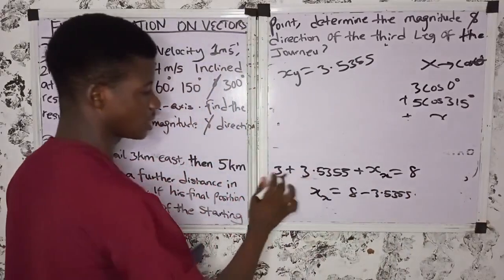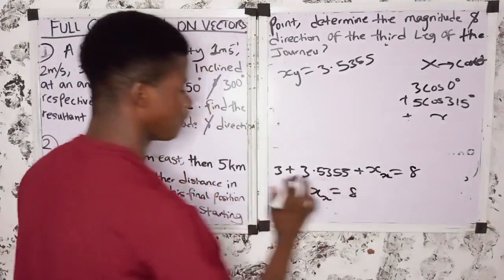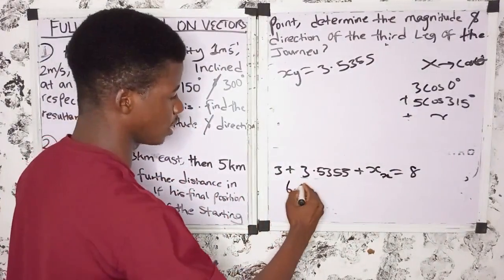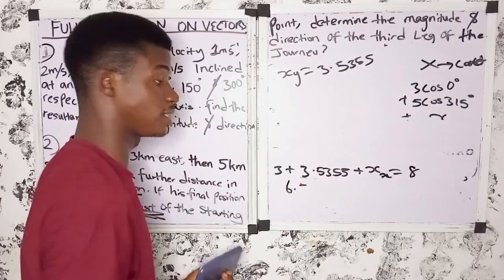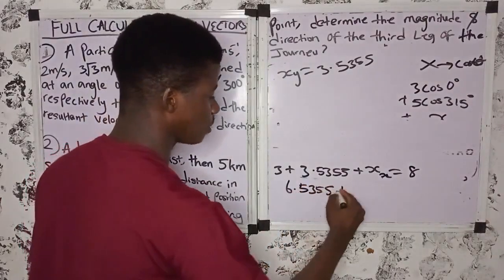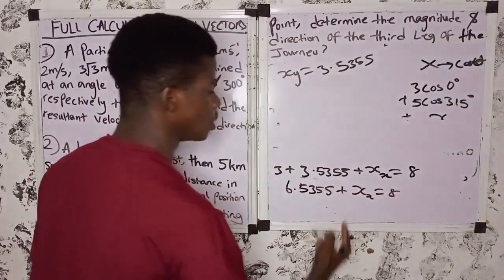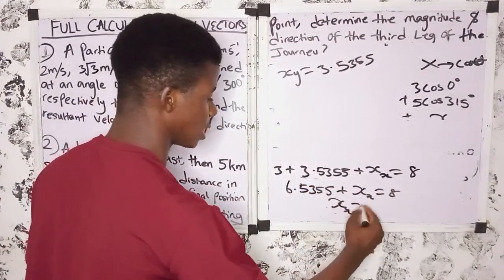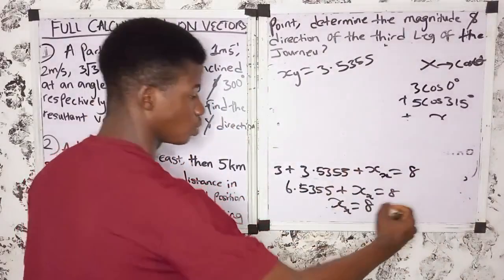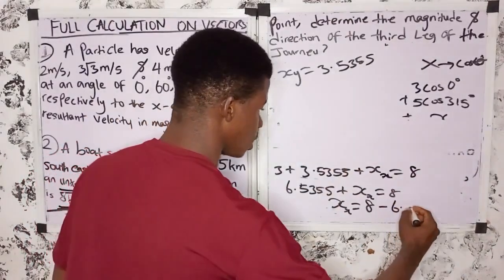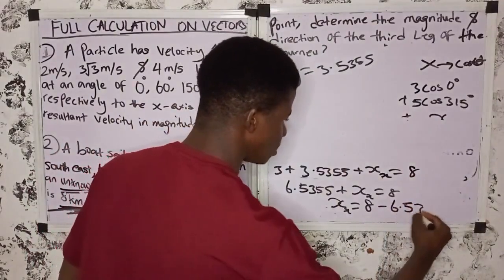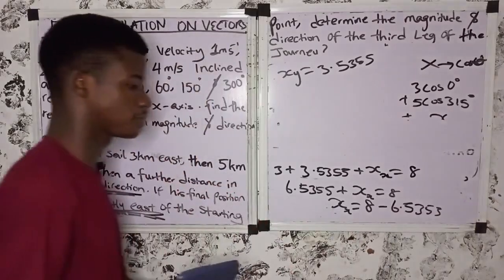Okay, let's add this one. Let's add them together first. If we add these two together, it gives us 6.5355. Then plus x subscript s equals 8. So if you want to make this one stand alone, xs equals 8. This one will cross towards this side. If you cross towards this side, it turns minus, right? Minus 6.5355. So let's subtract it.